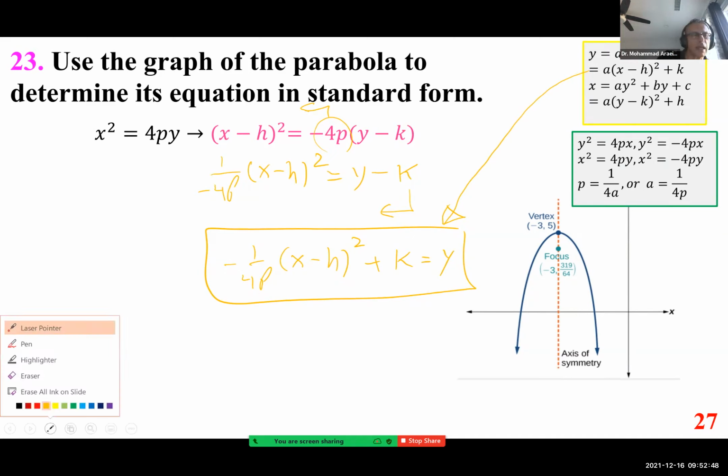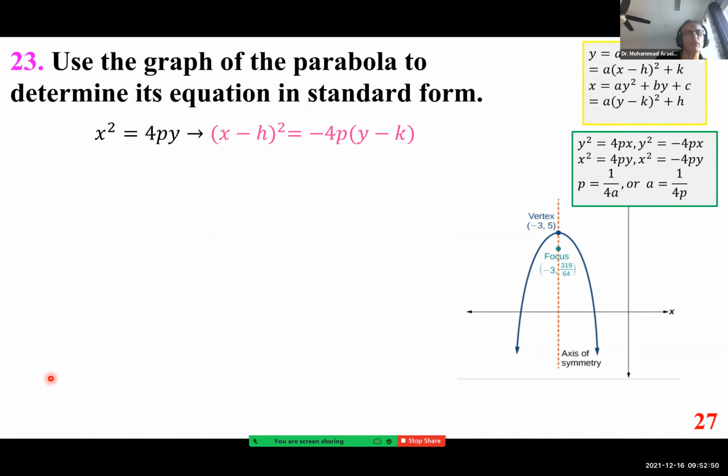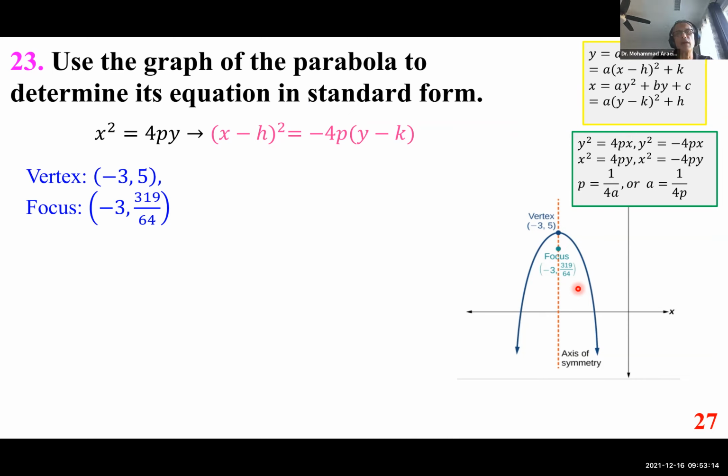So let me erase that. And now the vertex is clearly located at -3, 5. The focus is clearly located at -3, 319/64, I believe. Okay. So sticking with that, notice we have the center. We're almost done. We just need the P.